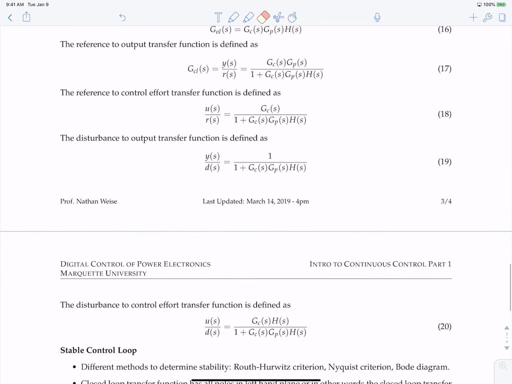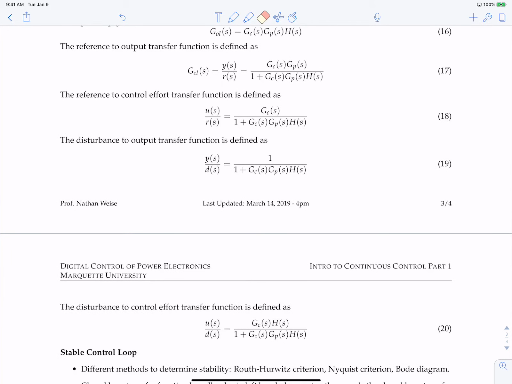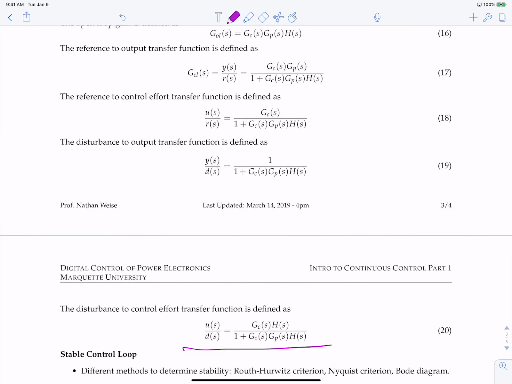And lastly, a disturbance to control effort transfer function in 20. Again, this is only really used if it costs you fuel or money or it costs you something to actuate, and you really want to control how much you actuate so you're not wasting energy. But what this will give you is your type of response that you will have from a disturbance to the control actuation. Again, may be useful, just depends on your application.